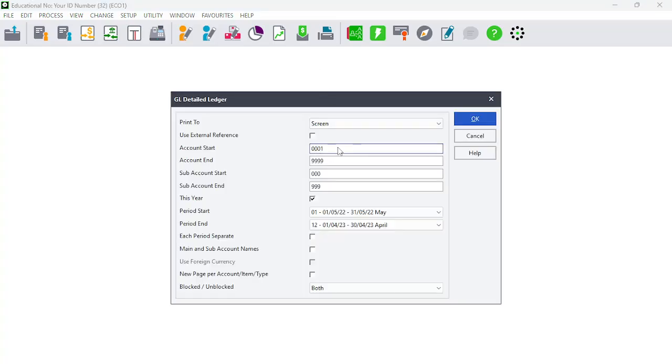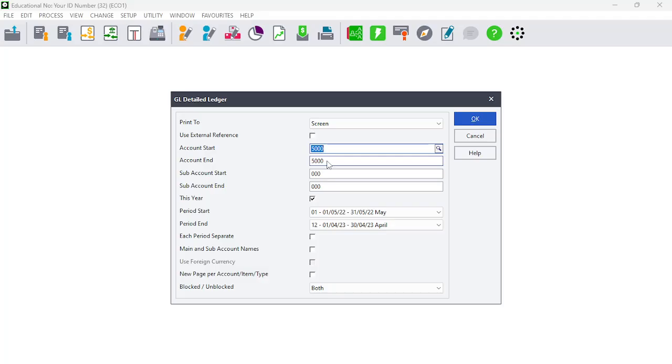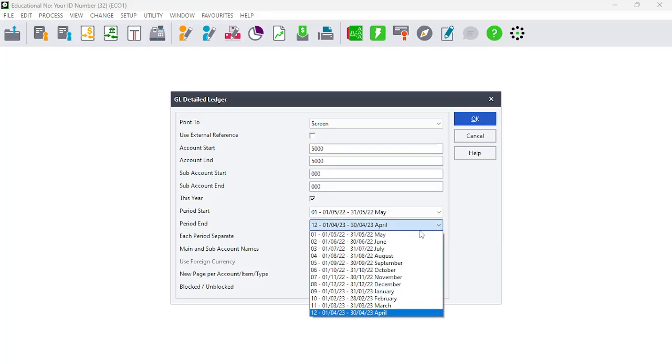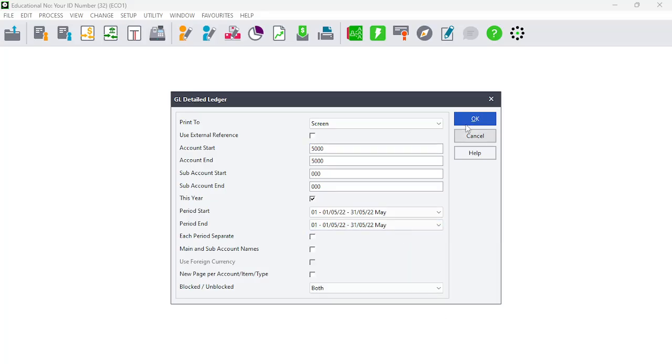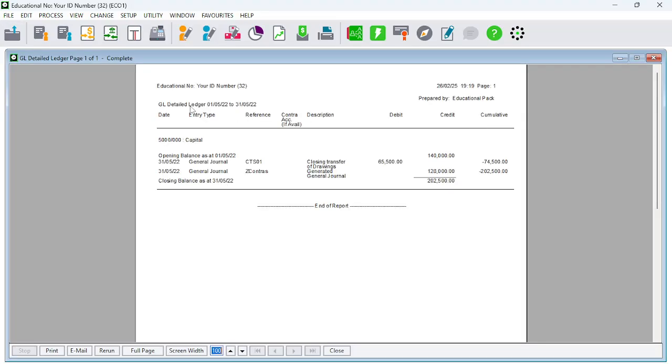So we need to search for this account, because by default it shows 0001 through 999, which is all accounts. So just select your capital account 5,000 and make sure that's 5,000. And then we know it's going to be period 1, because the requirement is period 1, and period end was going to be also period 1. And it's going to screen, so let us see what this is all about. And there is your general ledger, detailed ledger of the capital account.